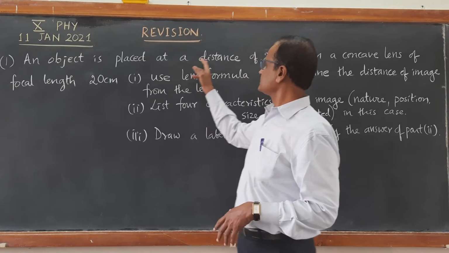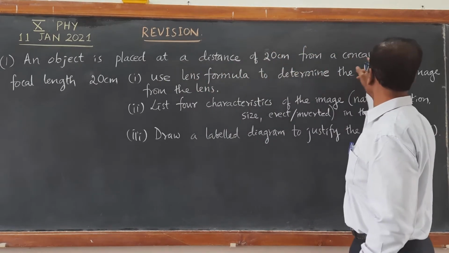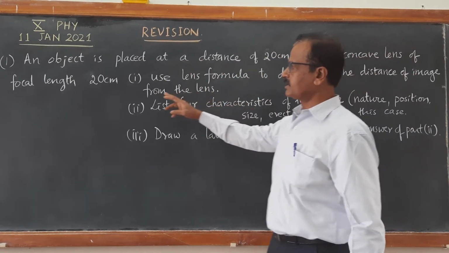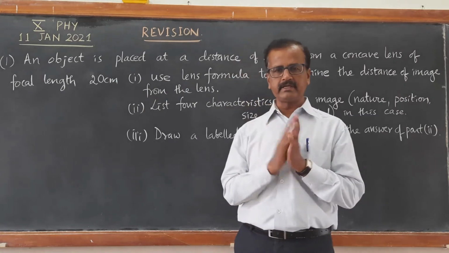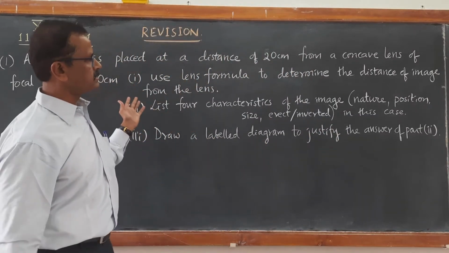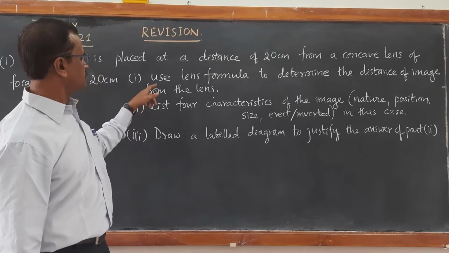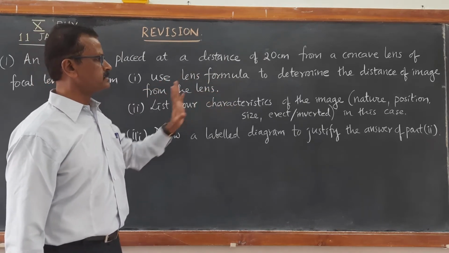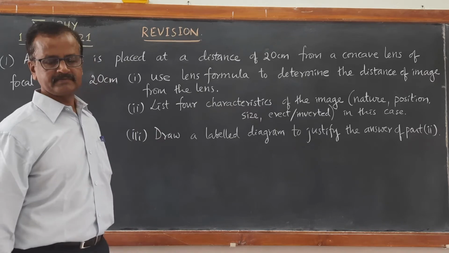An object is placed at a distance of 20 cm from a concave lens of focal length 20 cm. There is a concave lens of focal length 20 cm and the object is placed at a distance of 20 cm from the lens. Use lens formula to determine the distance of image from the lens.